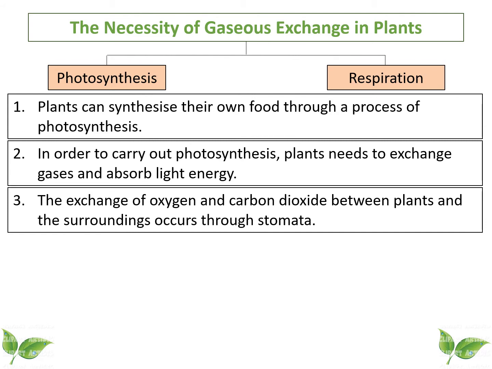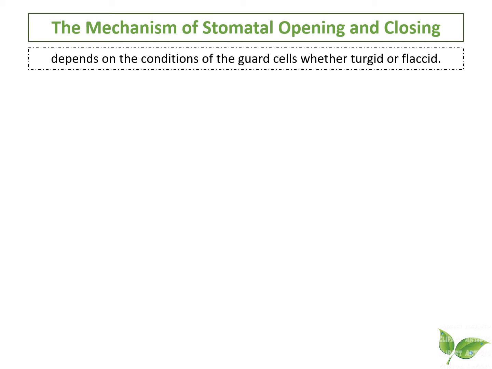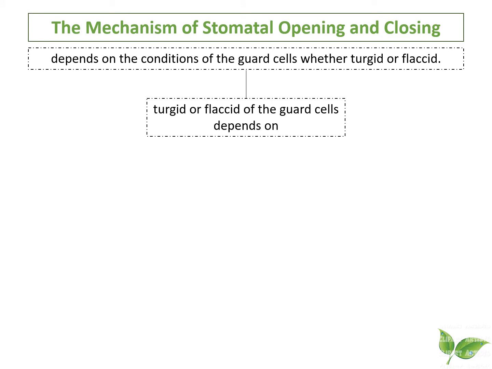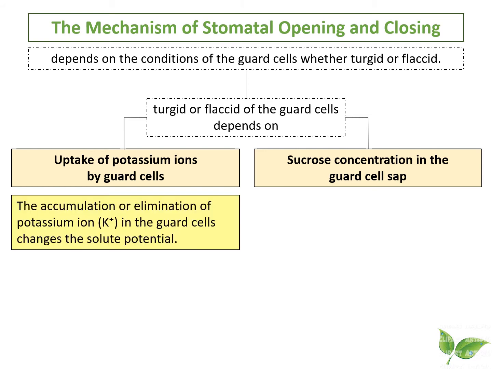The structure that plays an important role in this gaseous exchange is the stoma. Each stoma is guarded by a pair of guard cells that regulate the gaseous exchange by opening and closing of the stoma by changing their shape. The mechanism of stomatal opening and closing depends on the condition of the guard cell, whether turgid or flaccid. Turgid or flaccid of the guard cell depends on uptake of potassium ion by the guard cell and on the sucrose concentration in the guard cells.